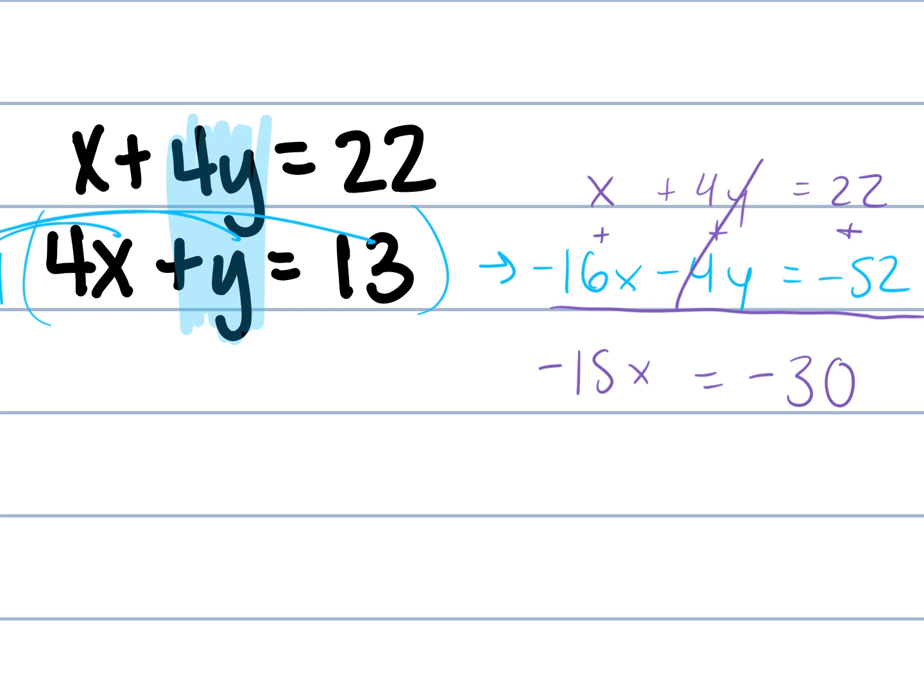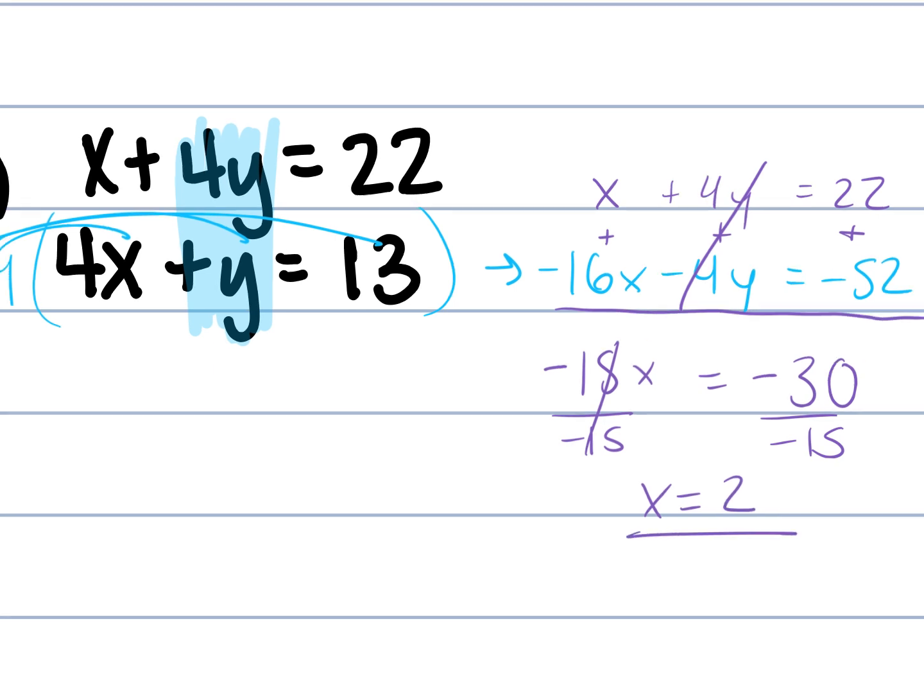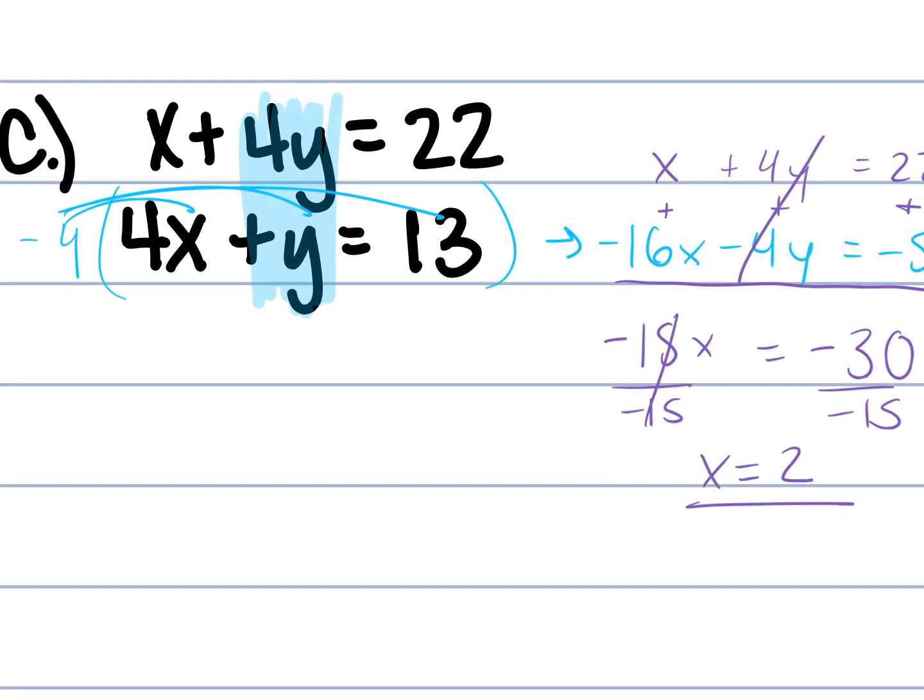What do we do next? Divide by -15. So x is equal to what? 2. What do we do next? Plug it back in. Do you want to plug it into the first or the second equation? Let's plug it into the first. Just make sure you are plugging it into x. So we have 2 plus 4y is equal to 22.